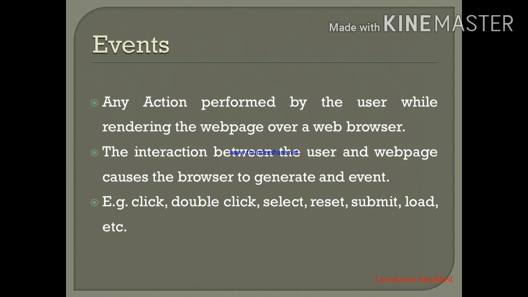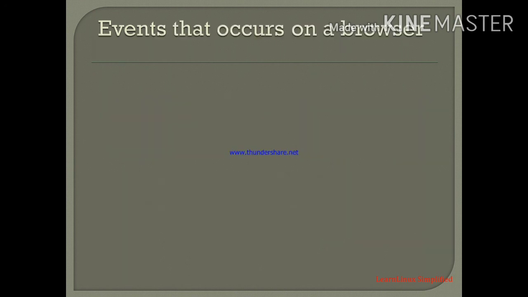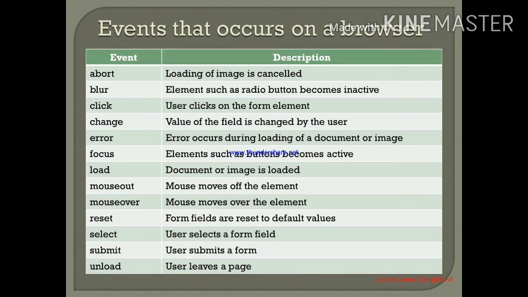Example: click, double click, select, reset, submit, load, etc. All these are events that occur on a browser. So here we have a list of the different events that occur. Here is the table: abort, blur, click, change, error, focus, load, mouse out, mouse over, reset, select, submit, unload. So these many events occur when we open the page over the browser.